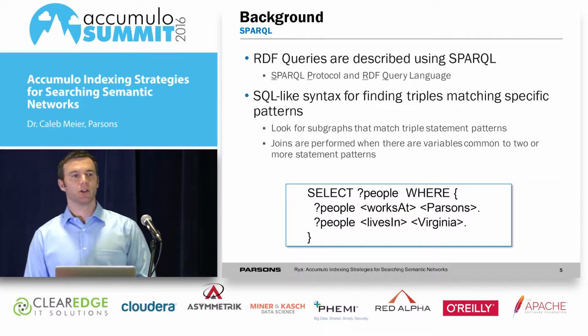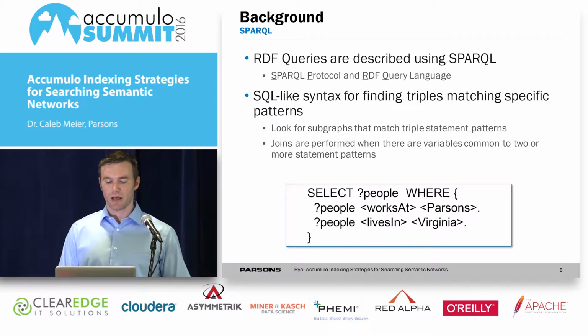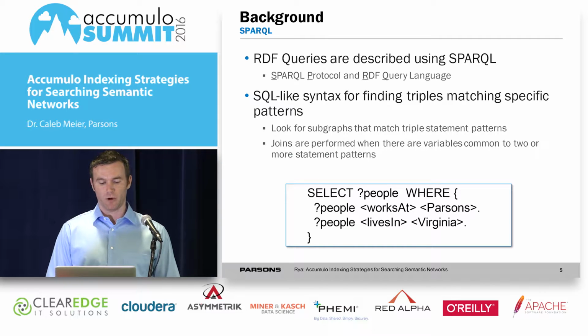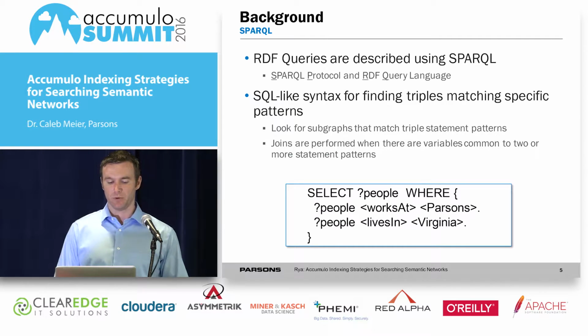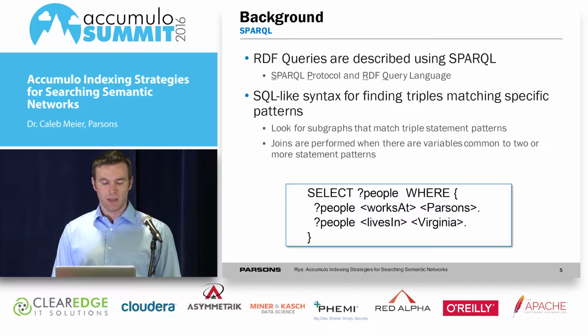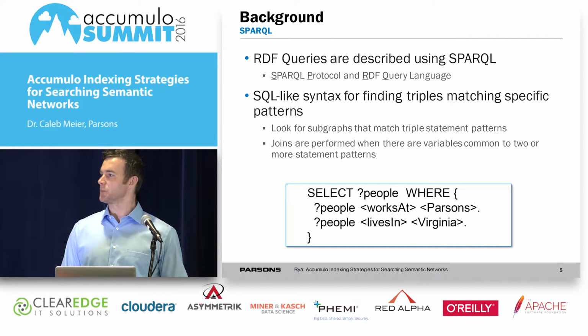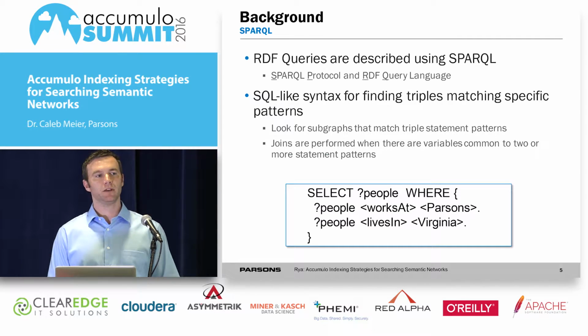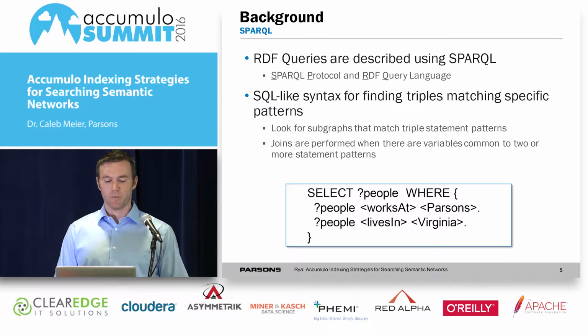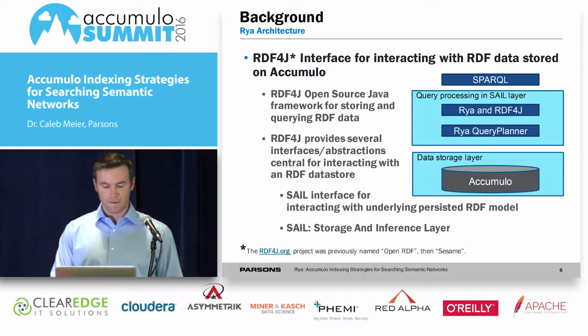Statement patterns are a lot like statements, except that you're allowed to have variables within statement patterns. So here in this SPARQL query, we're asking for all people who work at Parsons who live in Virginia, and we see the variable person appear in the subject position of both statement patterns. Something to note is that joins are performed somewhat implicitly within SPARQL, in that statement patterns with common variables have joins performed across them.